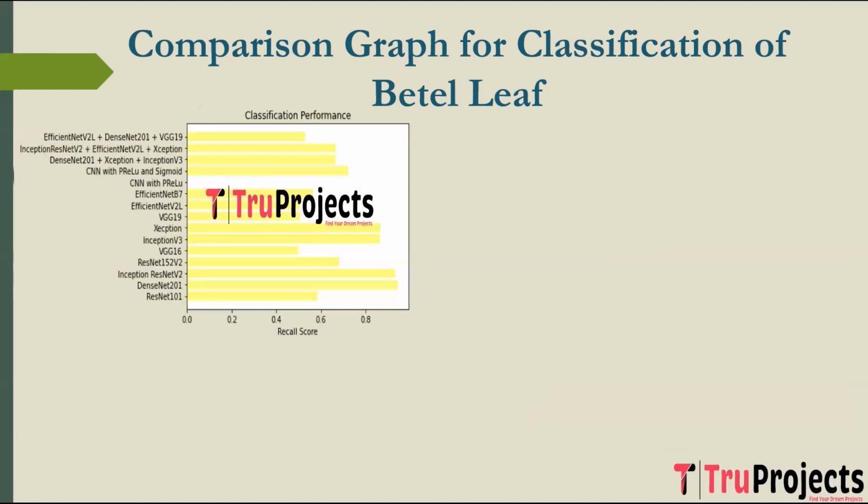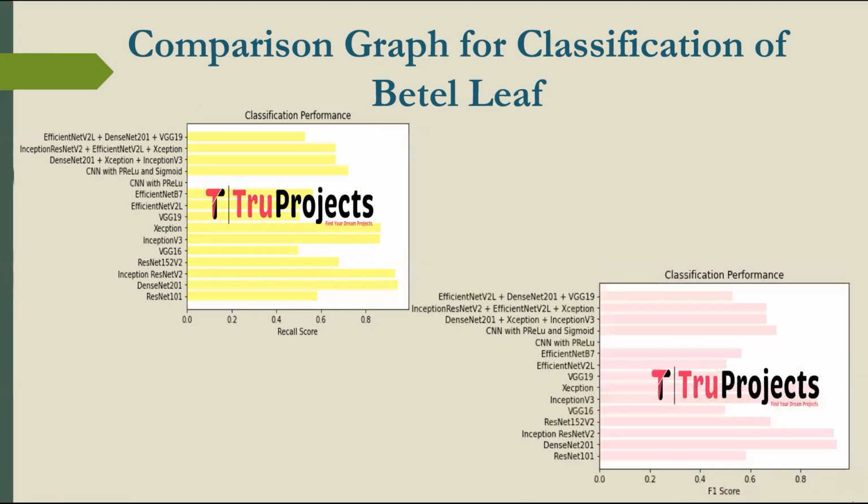This is recall comparison graph. Recall is also known as sensitivity or true positive rate. It measures the ability of the model to capture all positive instances. It is the ratio of correctly predicted positive instances to the total actual positive instances. This is F1 score comparison graph. It is the harmonic mean of precision and recall. It provides a balance between precision and recall, and it is particularly useful when there is an imbalance in the class distribution.